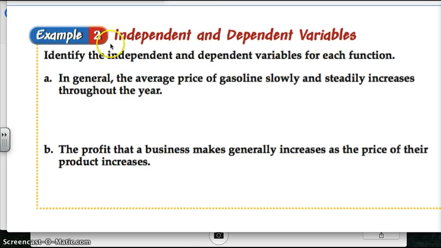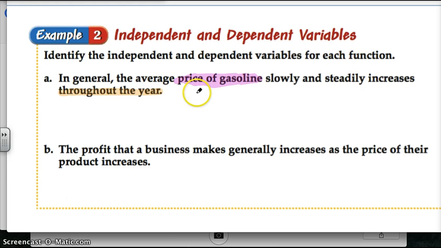All right, let's take a look at another example. Here in example 2, we're going to be talking about independent and dependent variables. So we're going to identify the independent and dependent variables for each function. So here's a relationship we're going to talk about. In general, the average price of gasoline slowly and steadily increases throughout the year. So we've got two quantities that we're talking about, and one clearly is the price of gasoline. We know that it slowly and steadily increases. But what's the other quantity that we're dealing with? The other numerical quantity is a little bit hard to realize, but it's throughout the year. So as the days of the year go on, the price of gasoline increases.